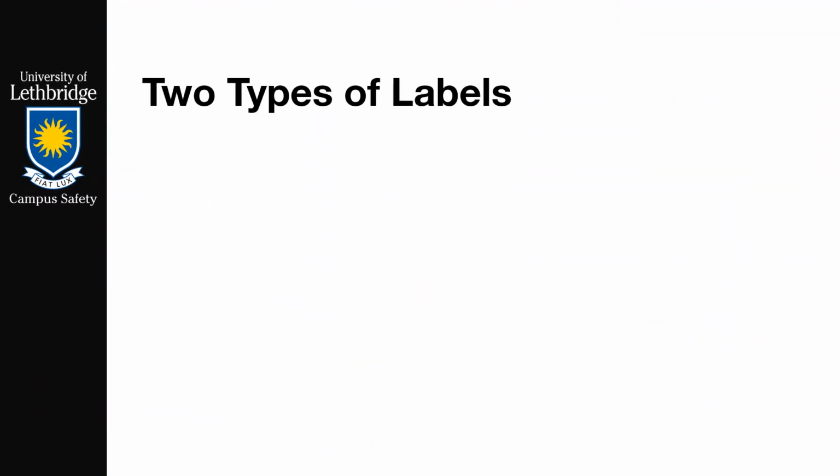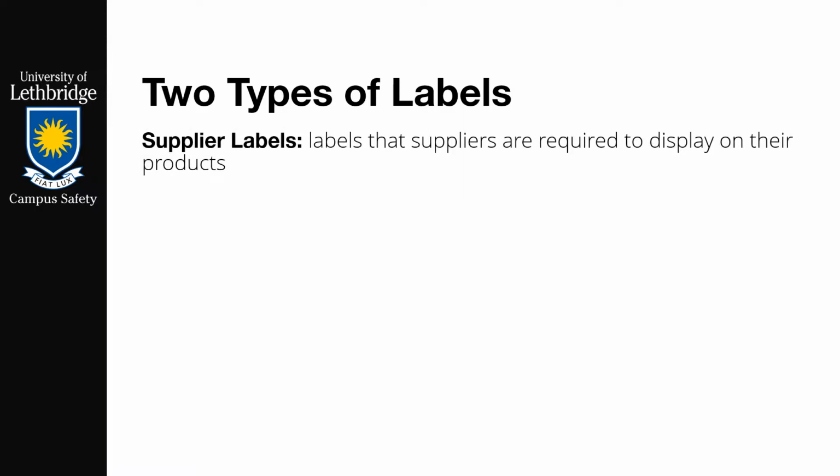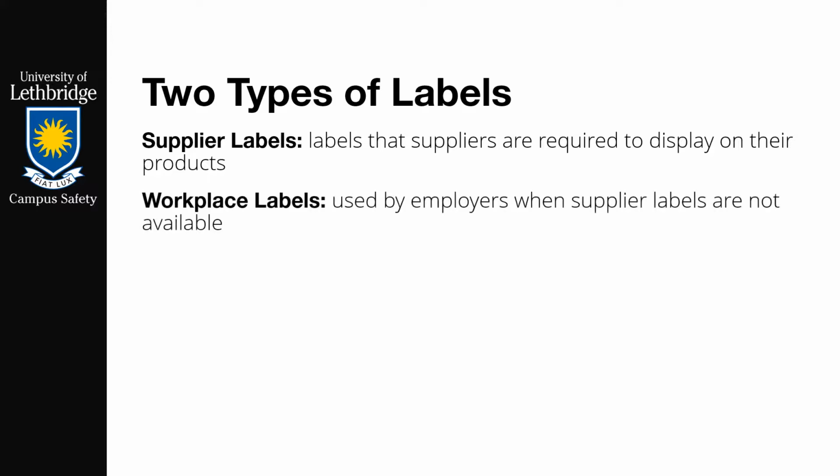WHMIS uses two types of labels: supplier labels and workplace labels. Supplier labels are labels that suppliers are required to display on their products. Workplace labels are used by employers when supplier labels are not available.